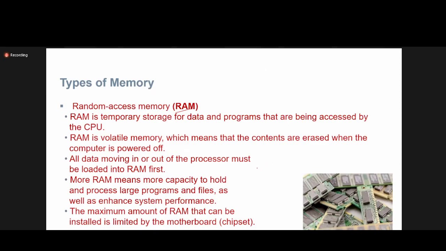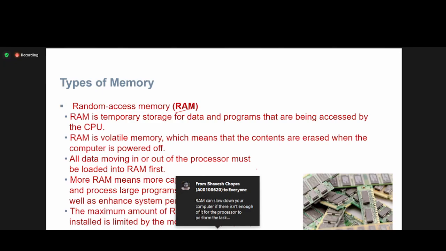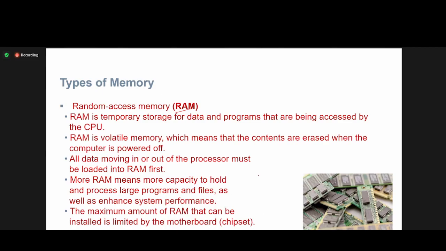Thanks for sharing. RAM is a temporary storage for data and programs that are being accessed by the CPU. And RAM is a volatile memory, which means the contents are erased when the computer is powered off. All data moving in and out of the processor must be loaded into the RAM first. So this is the hard disk, then memory, and then the CPU.